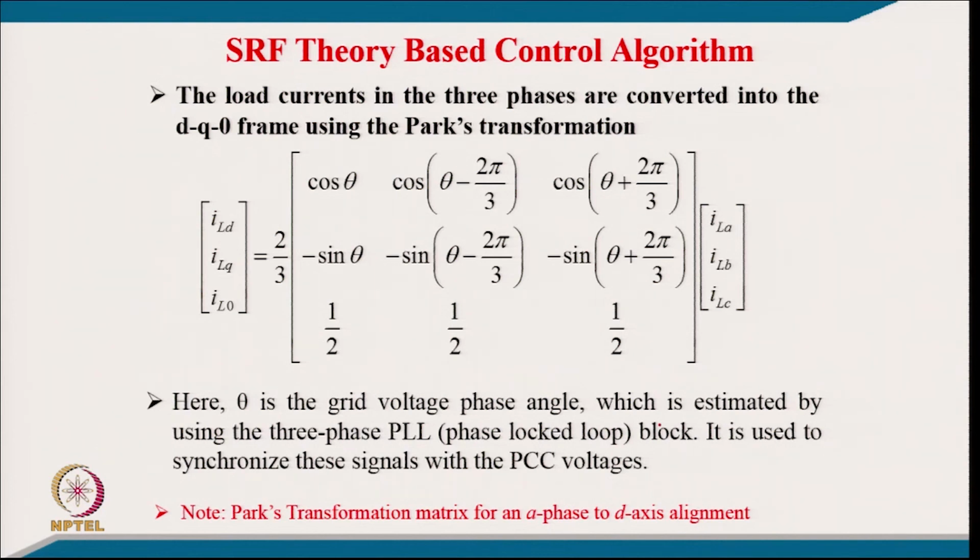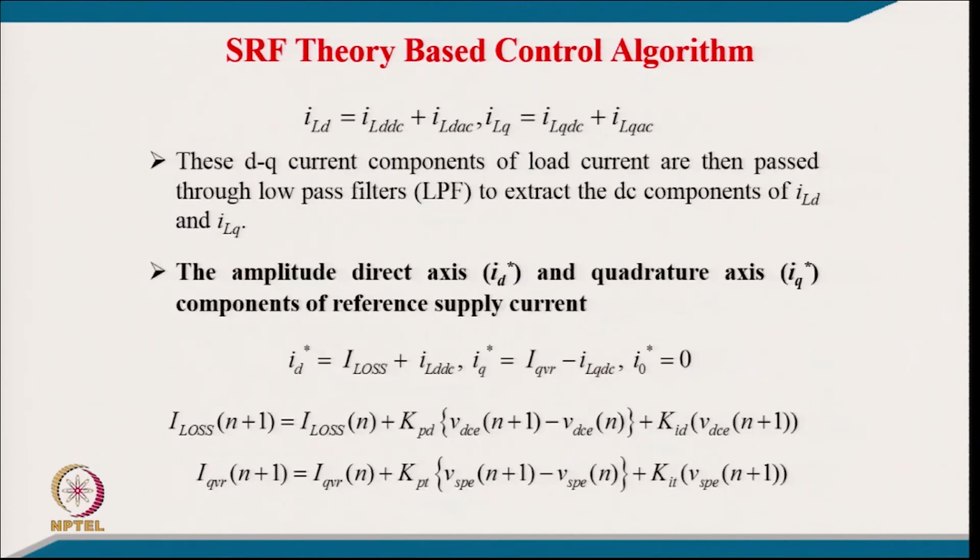Note the Park transform matrix for ABC to DQ alignment, and you get again a DC component and an AC component. The DC component is the active component of the load, and the AC component the reactive component of the load, and you can filter it by your low pass filter to get the DC components for the active and reactive components. Then you have the DC component, the active component, loss plus the load active fundamental current, and similarly the quadrature one, D STATCOM minus the load, which has to be fed locally, and the zero sequence is 0. Use the PI control to regulate the DC link voltage and a PI controller for regulating the terminal voltage, the PCC voltage.